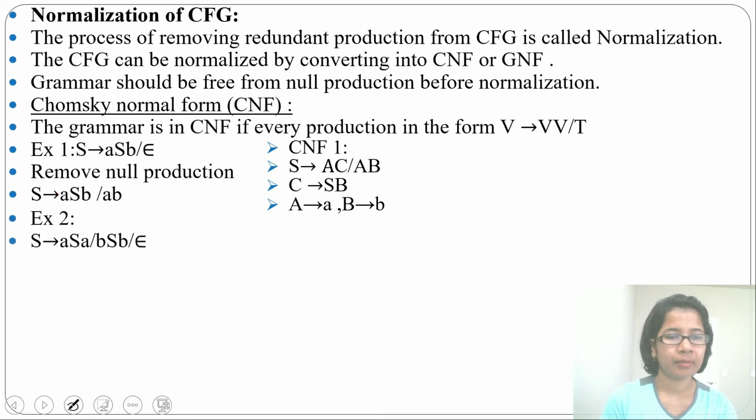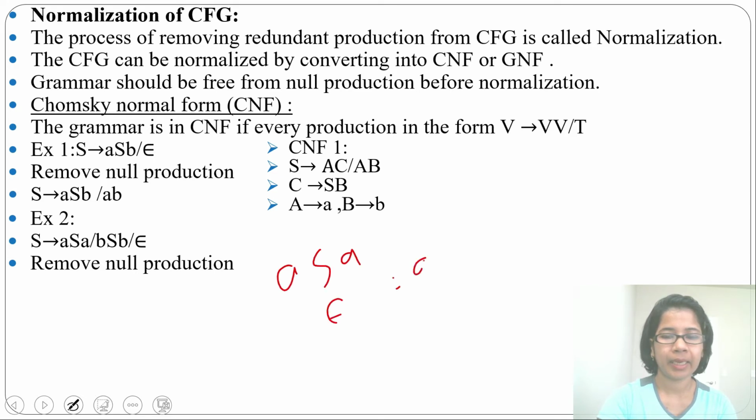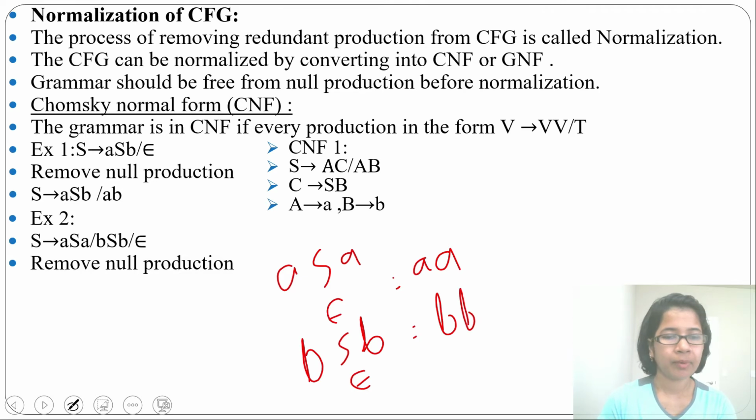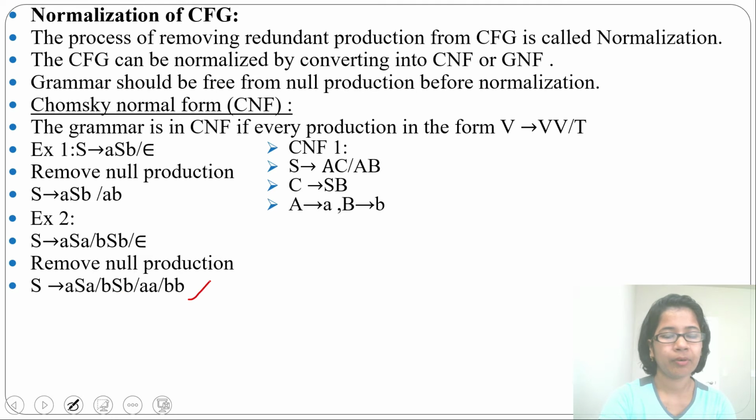Let's see another example. S tends to ASA or BSB or epsilon. First we need to remove the null production. So how will we remove the null production? Just substitute epsilon in place of S. So ASA, if we substitute epsilon, it will be simply AA. In place of BSB, if we substitute epsilon, it will be simply BB. After removal of null production, grammar will be S tends to ASA or BSB or AA or BB. Now this grammar is without null production.